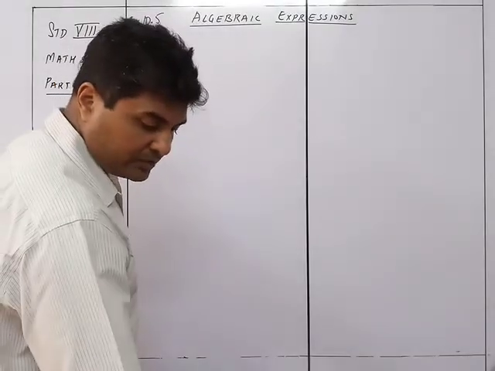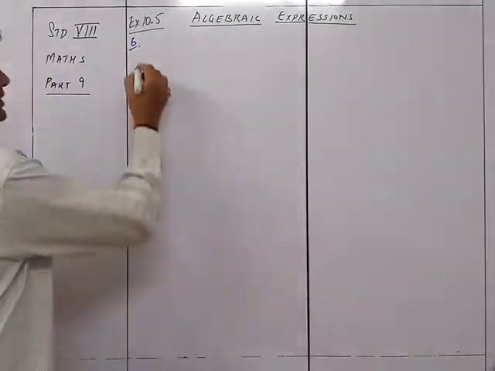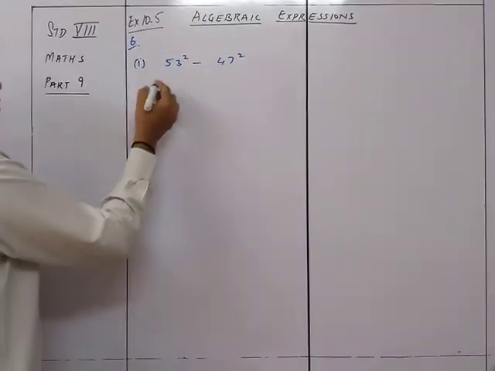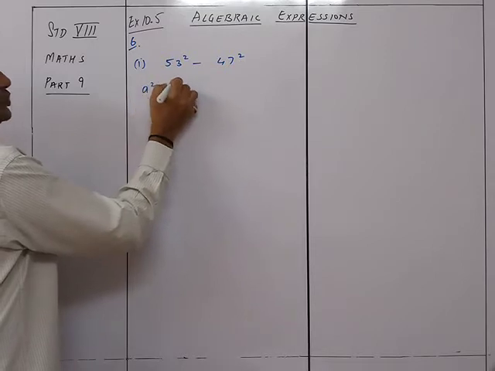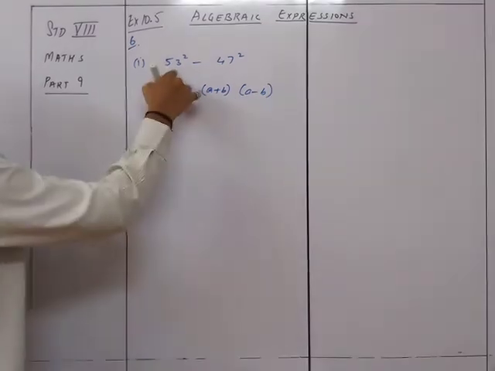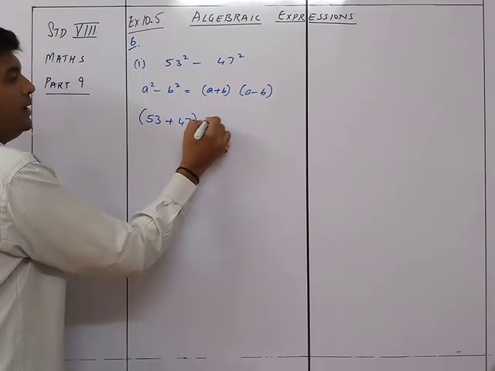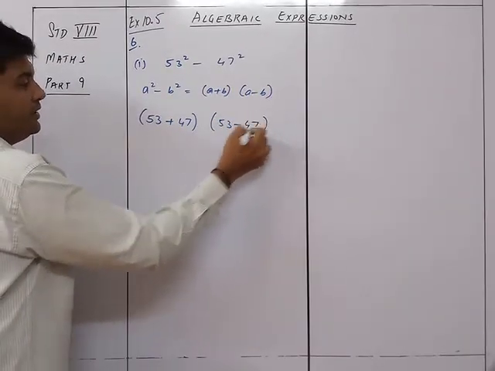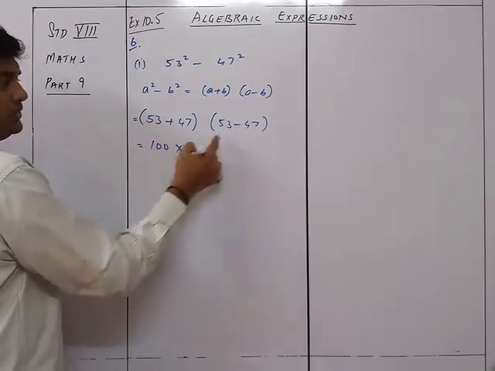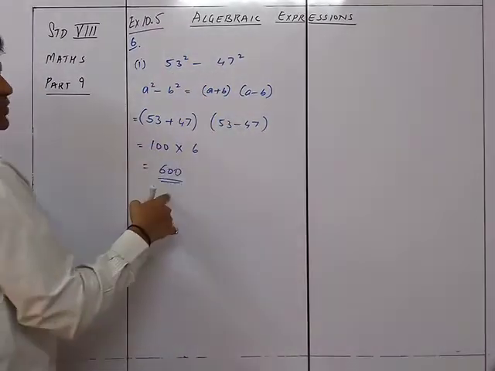So in question number 6, we are going to do the first sum as 53 square minus 47 square. So we know a square minus b square is equal to a plus b into a minus b, where a is 53 and b is 47. So it is nothing but 53 plus 47 into 53 minus 47. Now 53 plus 47 is 100. So it is 100 into, the difference is 6. So accordingly the answer is 600. So 53 square minus 47 square is 600.